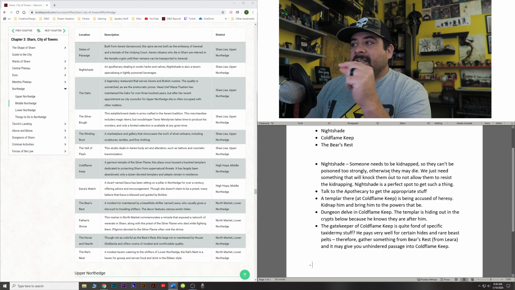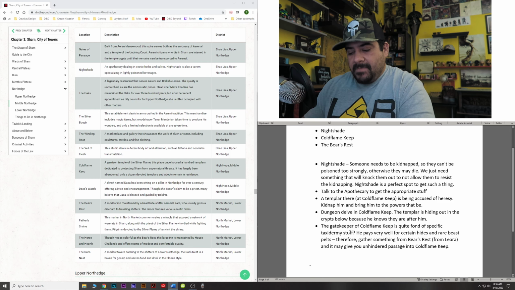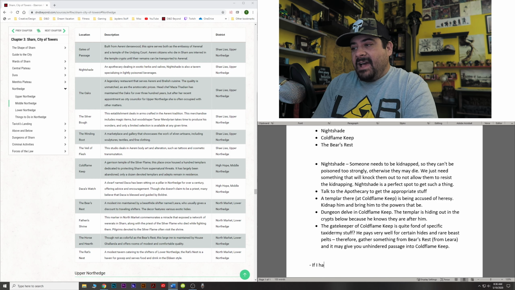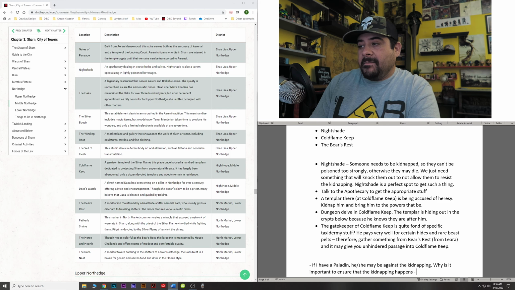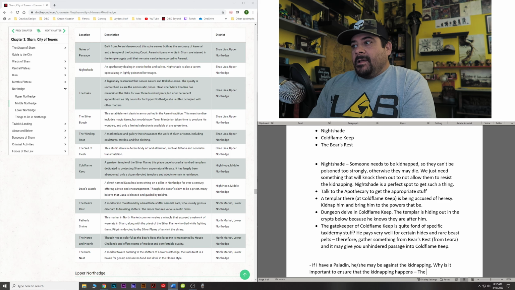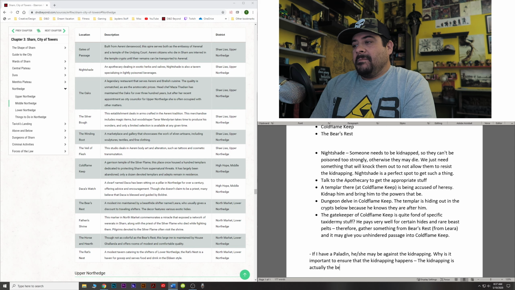So Nightshade, someone needs to be kidnapped so they can't be poisoned too strongly. If I have a paladin, he, she may be against the kidnapping. Why is it important to ensure that the kidnapping happens? Here's why. The kidnapping is actually the best way to ensure he isn't hurt.